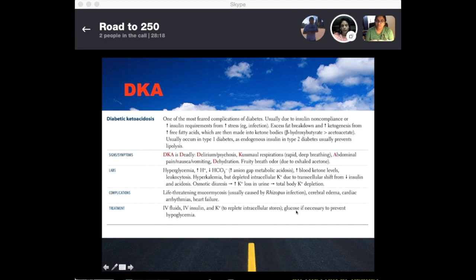And then you can give glucose if necessary to prevent hypoglycemia when you are giving the insulin, in the case that you have to give a sufficient amount of insulin to put the patient back into a hemodynamic state. But we have to make sure that that's fixed. So in the case that it causes the patient to become hypoglycemic, you can give glucose.